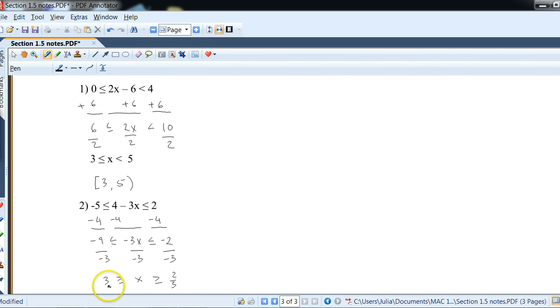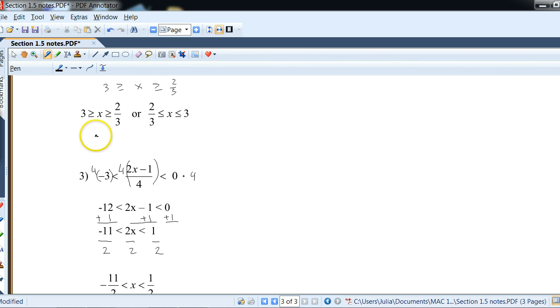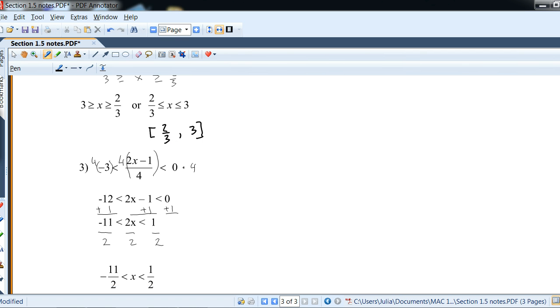Notice how 2/3 is smaller than 3. So the inequality should make sense. You should not have 3 less than or equal to x less than or equal to 2/3. That would not make sense. So just pay attention to the order. Again, we get something like this. Notice how I rewrote it because it was written backwards, and we can write our interval 2/3 with a bracket, comma, 3 also with a bracket. They both have brackets because of the equal signs with the inequality.